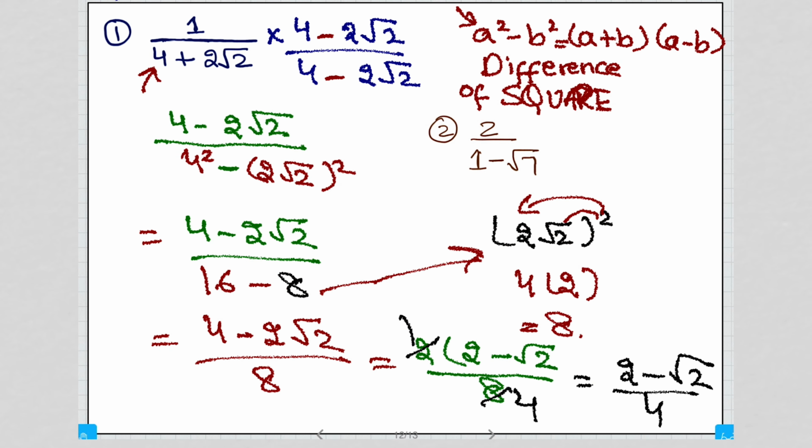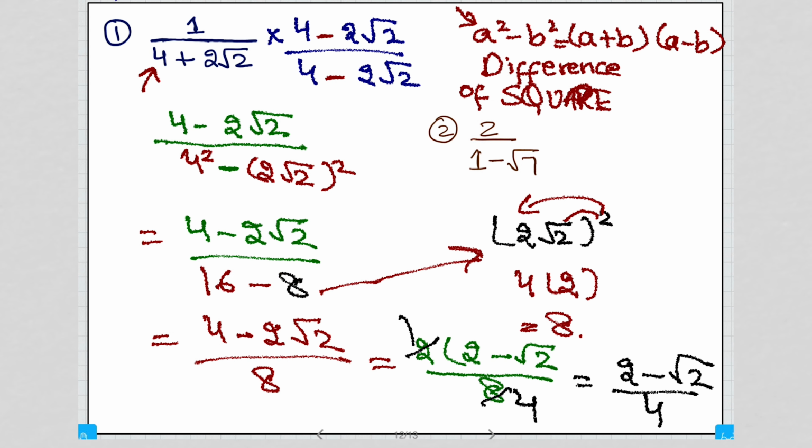First, what we need to do is multiply the denominator part with a change in sign, 4 minus 2 root 2 over 4 minus 2 root 2. Then multiply numerator with the numerator, which is 4 minus 2 root 2. You can also expand the whole thing, but it will take quite a long time.